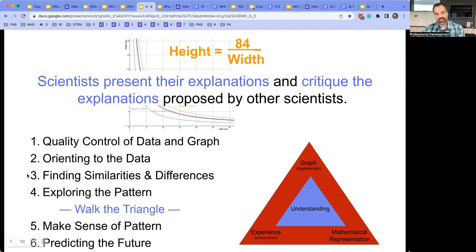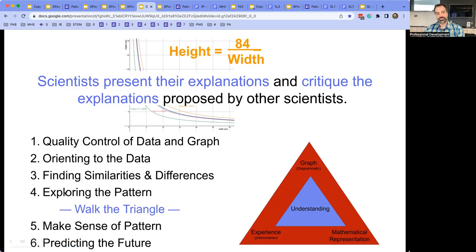And then of course, yes, finding similarities and differences, low floor, high ceiling. A student who is even absent for the data collection can come in, and we have this graph here on the screen right now. They can notice they all go down and over. Some are close to the origin, some are farther away. They start off steep and then they become shallow. So again, low floor, high ceiling, with so much more to go beyond that.